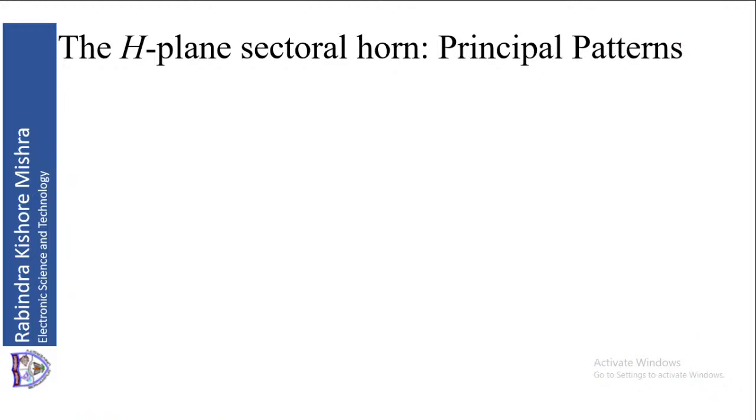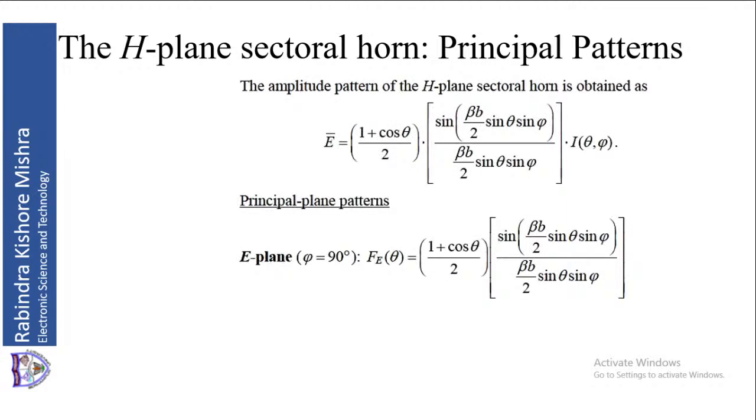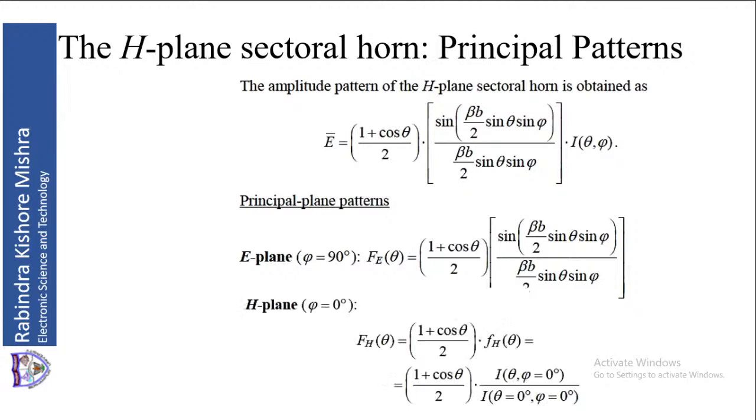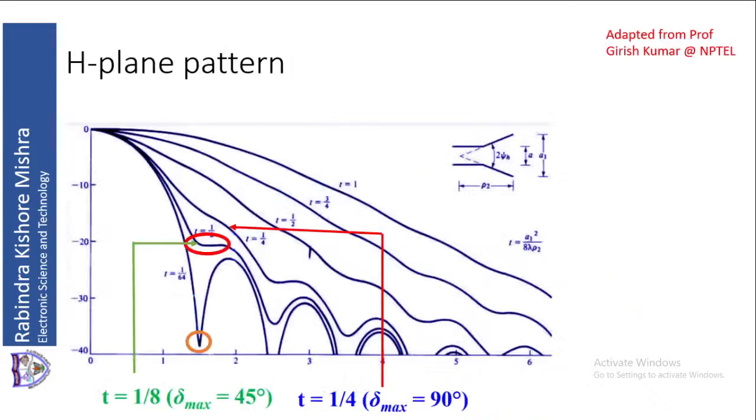Okay, so to understand that, we'll look at the principal patterns. We have seen the field distribution on the aperture, and the expression. From that expression, you get the expression for principal patterns. As you know, for an antenna, the principal patterns are the E-plane pattern and the H-plane pattern. So the expression for the E-plane pattern is this. The expression for the H-plane pattern is this. These are available in books. You must have studied these in the horn antenna, so I am not going into this. What I am going to do is look at the pattern itself.